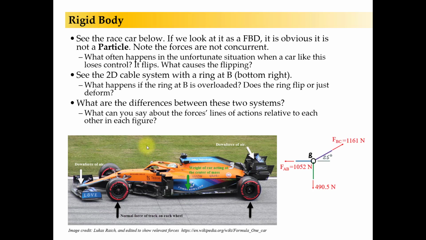Now, if you look here, you can see this 2D cable system. This is something like we would have covered in a previous set of slides. These forces are all concurrent. They all act through point B, which is some infinitesimally small little point there. And if that ring were to break, it wouldn't really flip. I mean, it might flip after the energy releases it or whatnot. But I'm talking about like these forces that are acting on it like this are not causing this thing to flip or spin. And that's because they're all concurrent. So it's really all about these lines of action.